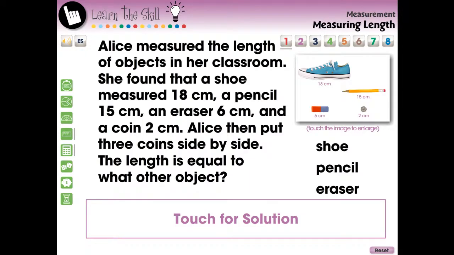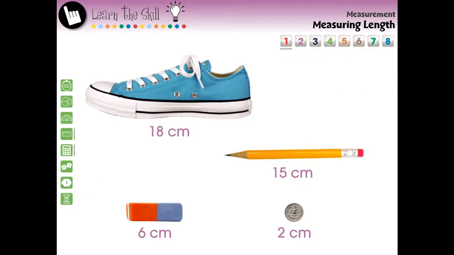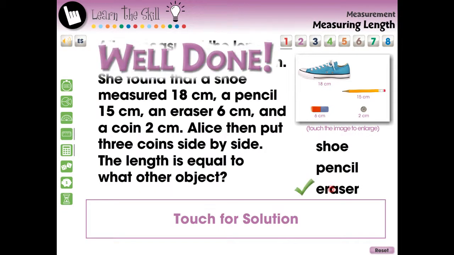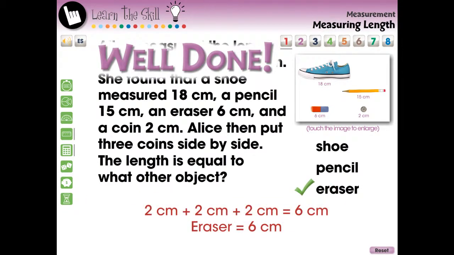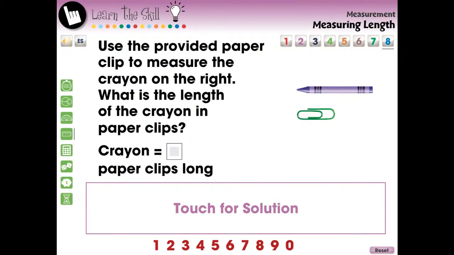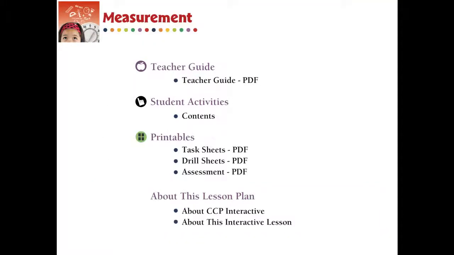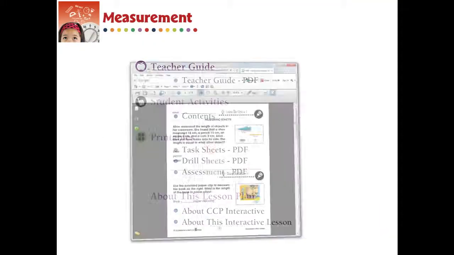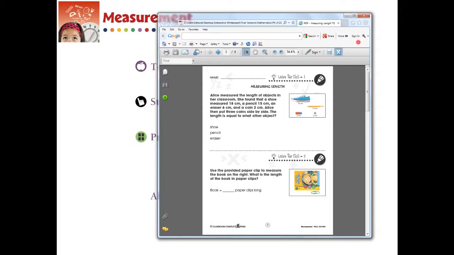The Learn the Skill section contains 8 screen pages of real-world task problems. These questions include a Touch for Solution option to give a step-by-step of how the answer is reached. These questions are delivered in the form of fill-in-the-blank and touch questions. Printable PDF versions of the task questions are available at the menu screen.